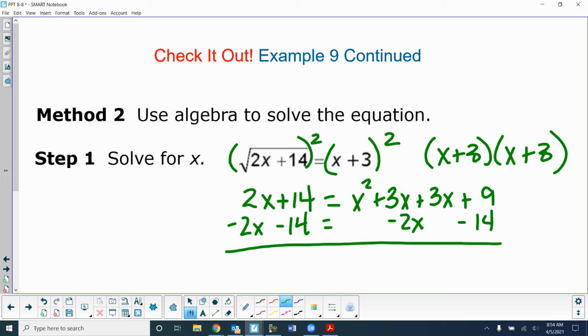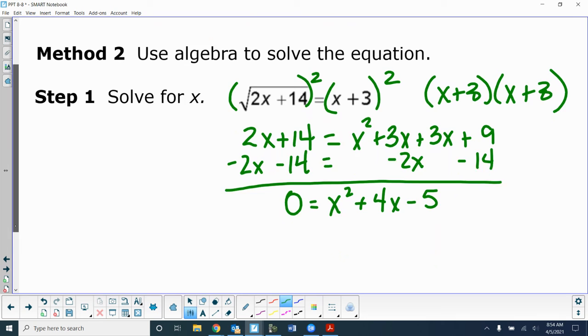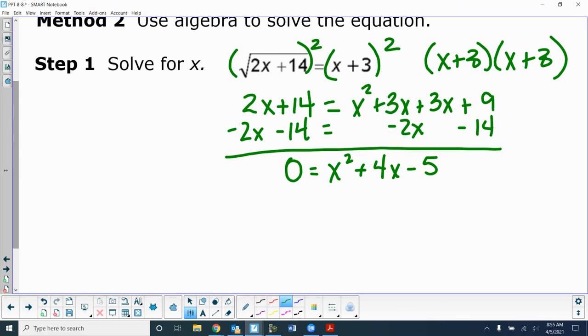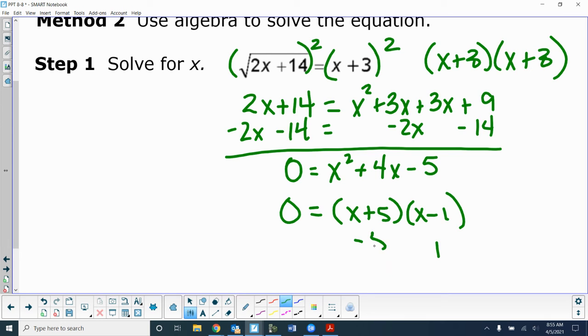And see what we get. So we get a 0 here, x squared. 3 plus 3 is 6, minus 2 is 4, and 9 minus 14 is a negative 5. Are there factors of negative 5 that add up to 4? 5 and negative 1, very good. So we get a 1 and a negative 5, right?